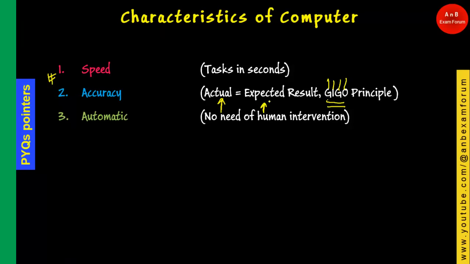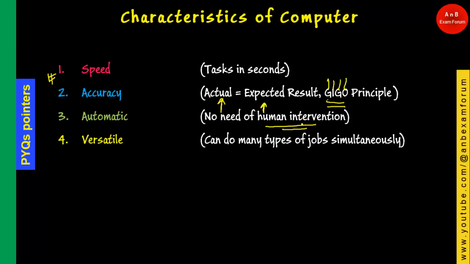Third is automatic. As a machine it becomes automatic, it does the task itself and needs no human intervention. That is one characteristic which separates it from the human. And versatile: a human is also versatile, but we have a limited capacity to do that. But a computer is versatile and can do many types of jobs simultaneously. We can also do things simultaneously, but our limit is very low.